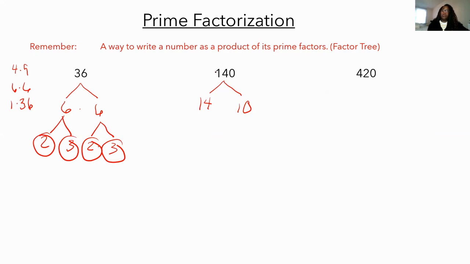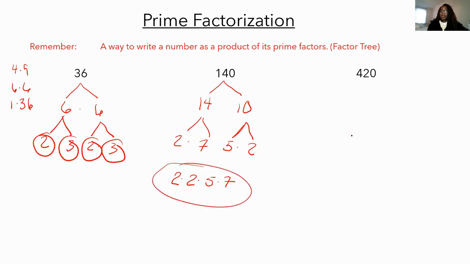So I can do 140, I can break it down to 14 and 10. So breaking down the 14, I can get my 2 and 7. And breaking down the 10, I got my 5 and 2. And if I want to rewrite it in numerical order from lowest to highest, I could. I could say 2 times 2 times 5 times 7. And 2 times 2 gives me 4. 4 times 5 gives me 20. And 20 times 7 gives me my 140.